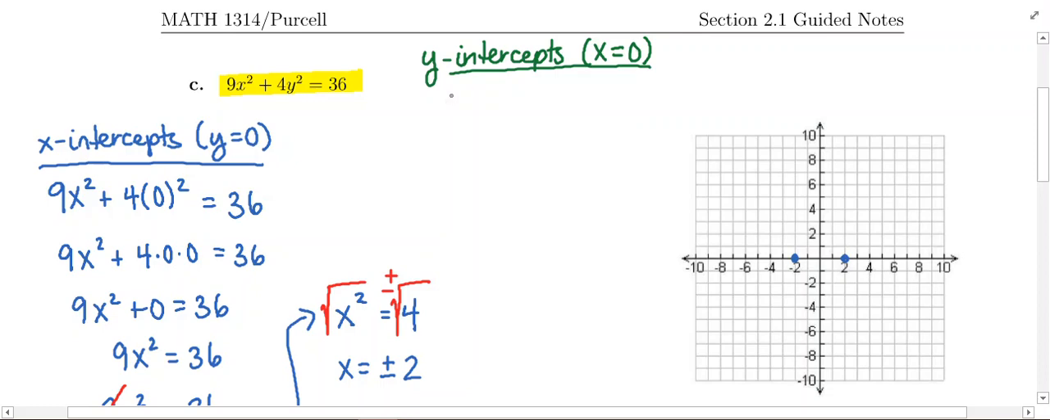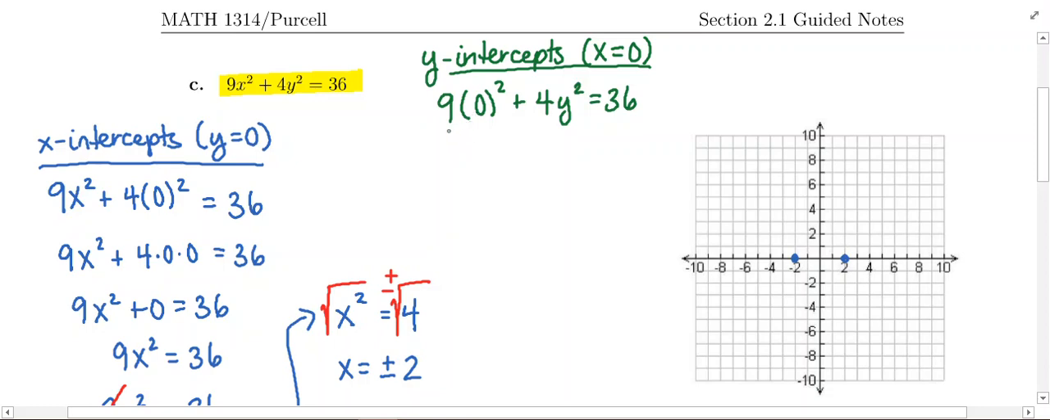Everywhere you see an x, you're going to replace it with 0. So instead of 9 times x squared, we're going to have 9 times 0 squared plus 4 times y squared is equal to 36. Now we need to simplify and then try to isolate the y.